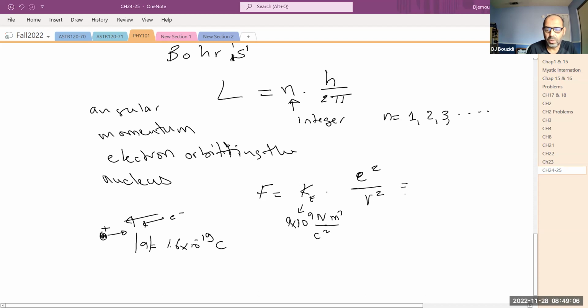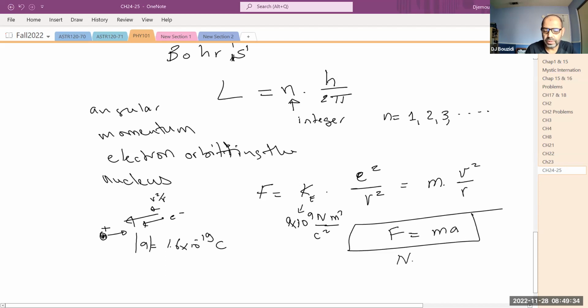So this force must be equal to ma, the mass of the electron times the acceleration of the electron. And the acceleration of the electron in this case is the velocity of the electron squared divided by the radius. Again, it's an inward acceleration. This is the centripetal acceleration of the electron, v squared over r, scaled by the mass of the electron. And now you have everything. So this is F equals ma. This is classical mechanics, Newton's second law.